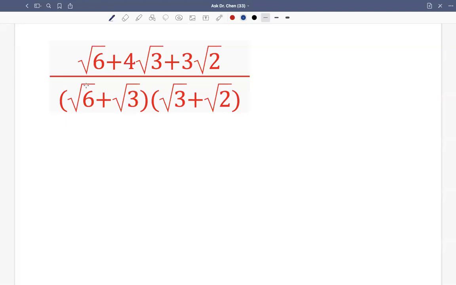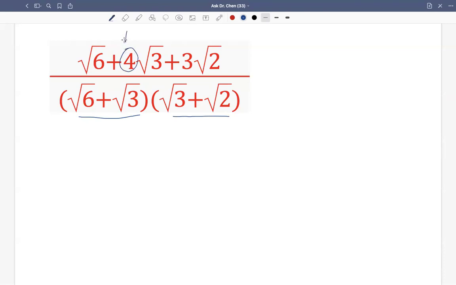Okay, let's see this question. We want to simplify these irrational numbers. So we observe in the denominator, we have square root 6 plus square root 3, and another factor, square root 3 plus square root of 2. And the numerator also involves square root 6, square root 3, square root 2. Okay, we see the key is here.